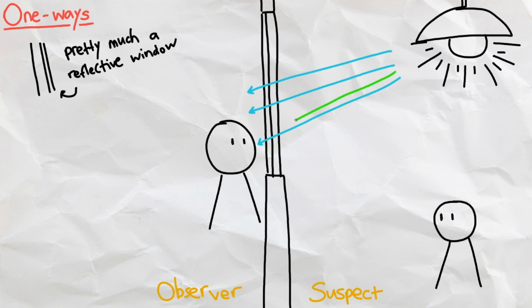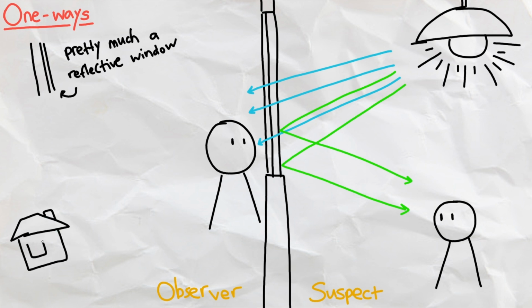From the suspect's side, since there is no light coming from the outside, they only see the reflection from the light on their side reflecting off the mirror. This is why at night, if our room is lit up, we can't really see what's outside, but someone outside can easily see our room.